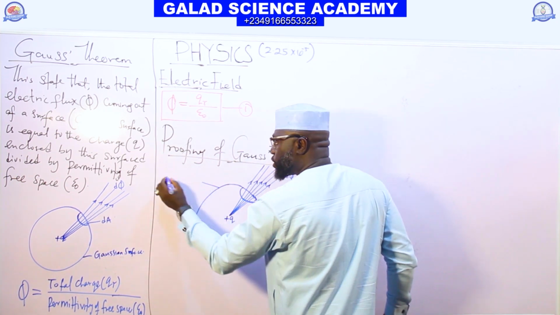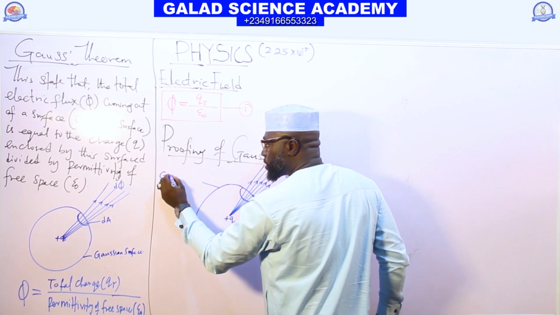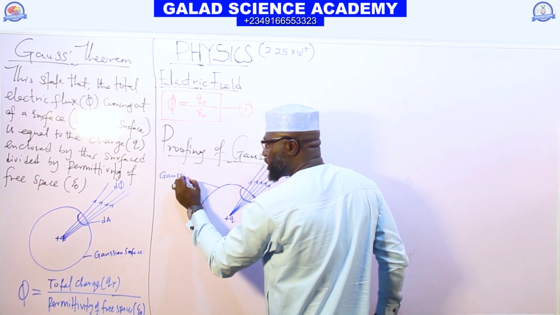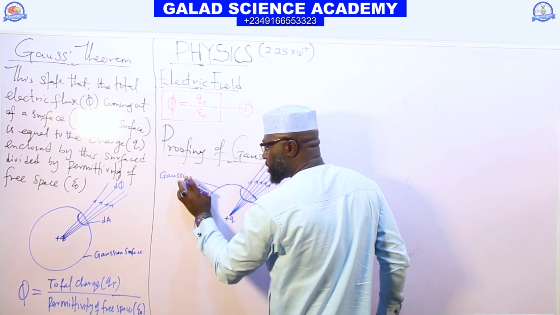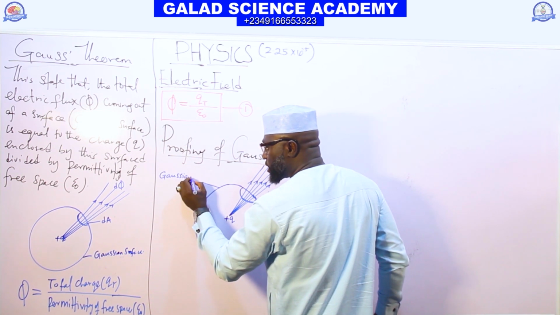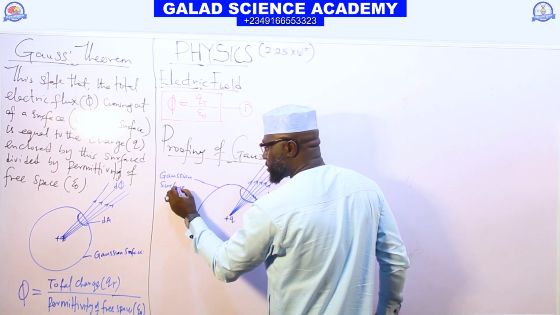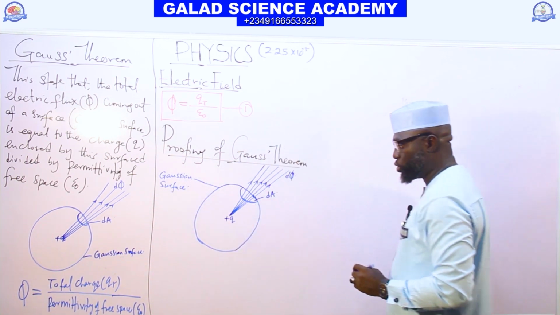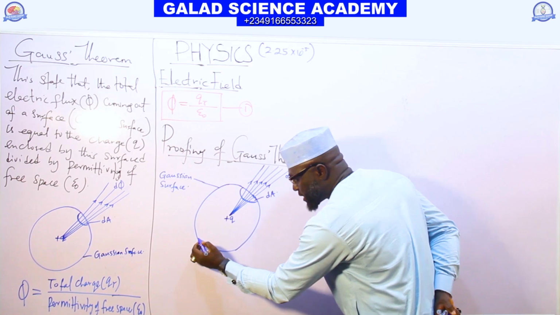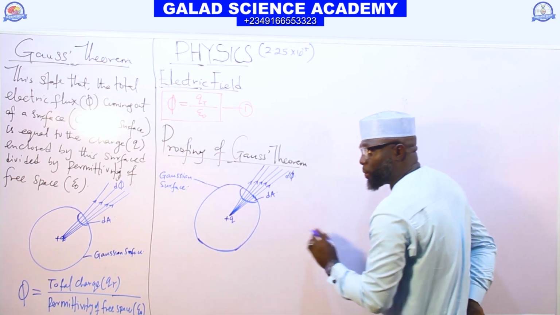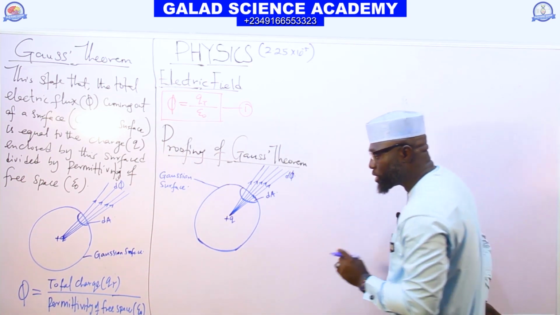And this surface, we call it the Gaussian surface. Good.